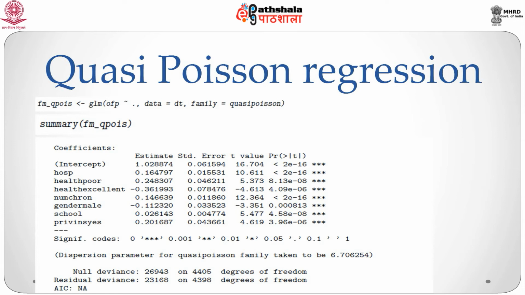Note that there is a line below the set of estimators which says that the dispersion parameter for the Quasi-Poisson family was taken to be 6.706. So contrast this to the outcome from the Poisson family, which said that the dispersion parameter was taken to be 1. This means that Quasi-Poisson regression assumes that the variance function is not necessarily equal to the mean, but is equal to some scale parameter, commonly denoted by phi, times the mean, and from this data we estimate phi as 6.706. As this is clearly greater than 1, we have a situation of over-dispersion.